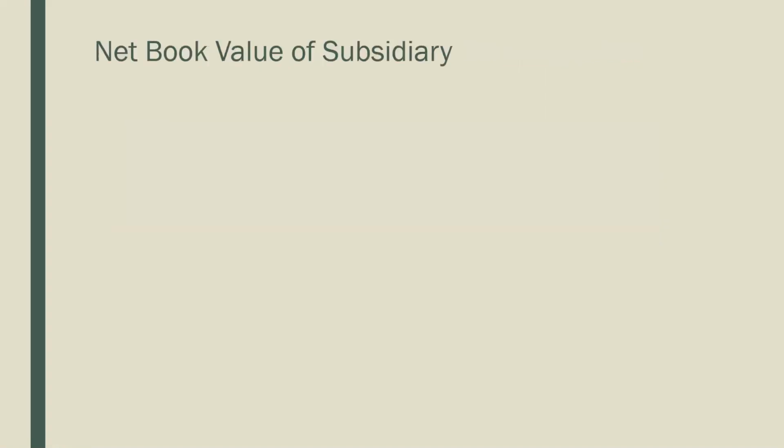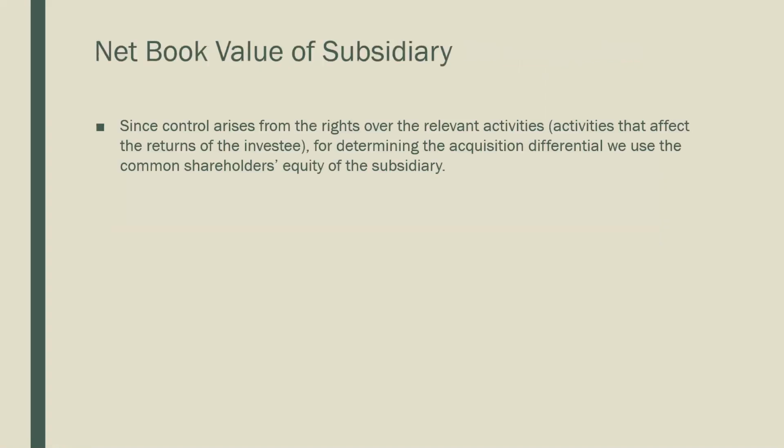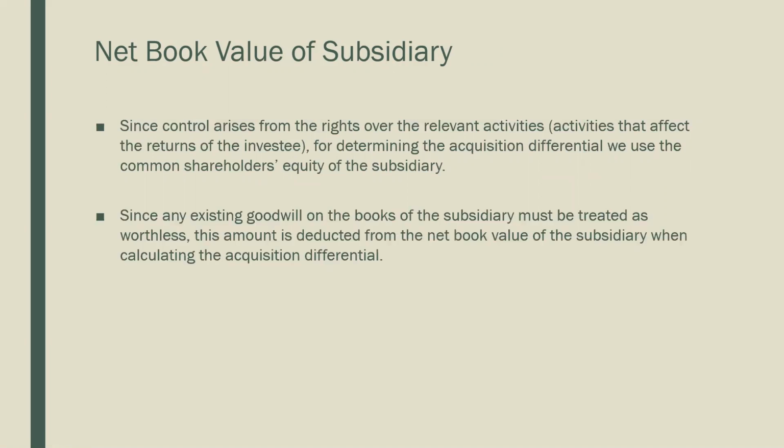Take a look at the net book value of the subsidiary. Because control arises from the rights over relevant activities that affect the returns of the investee, to determine acquisition differential, we only use the common shareholders' equity of the subsidiary. Any existing goodwill on the books of the subsidiary must be subtracted from the net book value of the subsidiary when we calculate the acquisition differential.